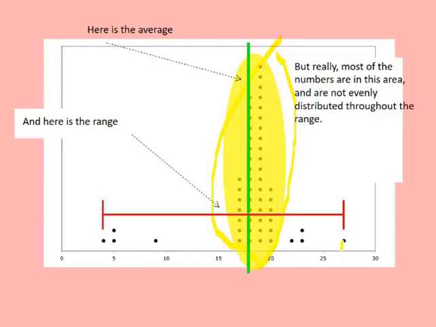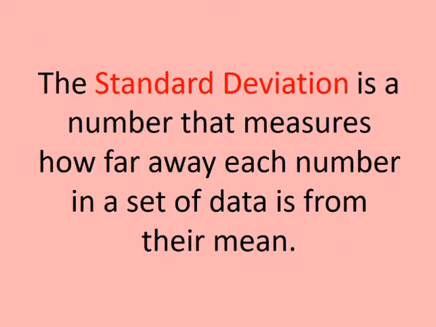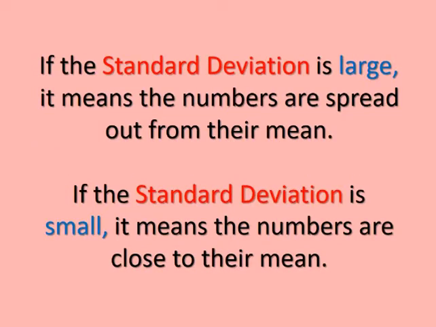So the definition for standard deviation that you need to know is that it is a number that measures how far away each number in a set of data is from their mean. If the standard deviation is large, that means that there's a lot of spread of data. They're located quite far from the mean of the data set. If the standard deviation number turns out to be quite small, then that means that most of the numbers are located quite close to the mean. There's not that much variation.